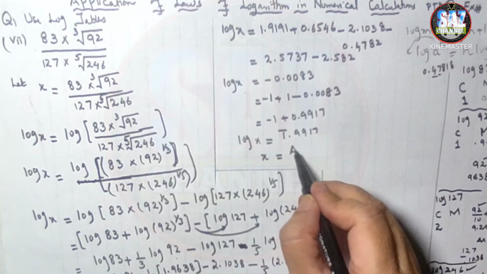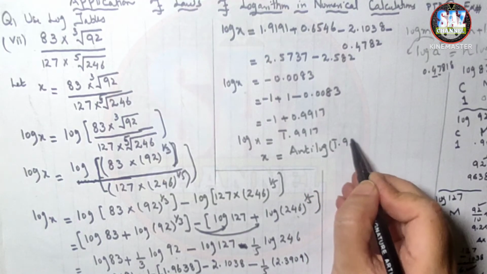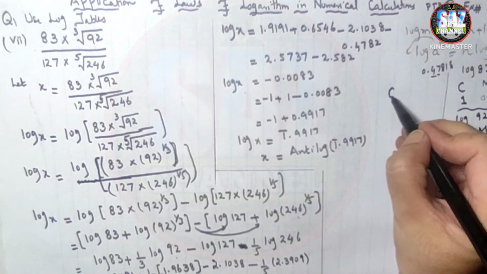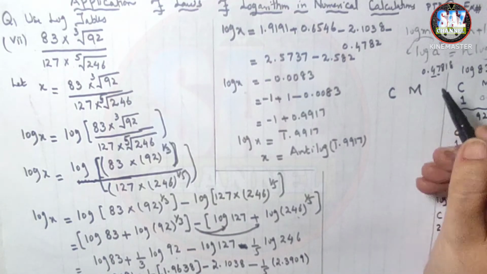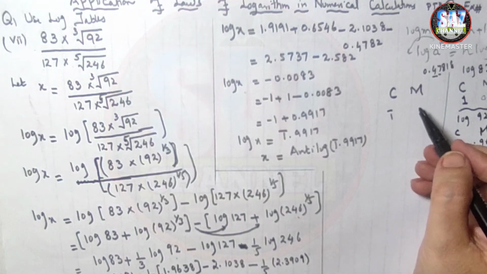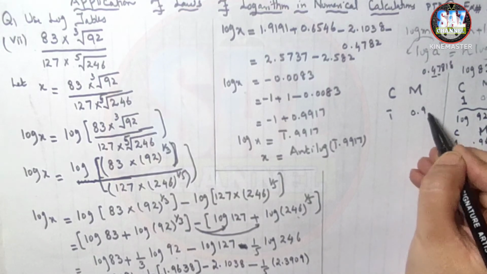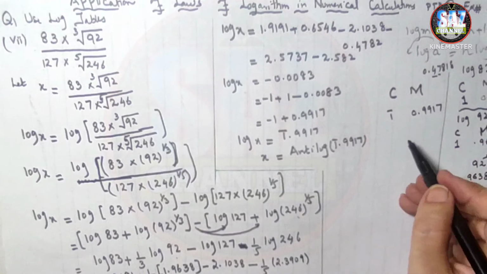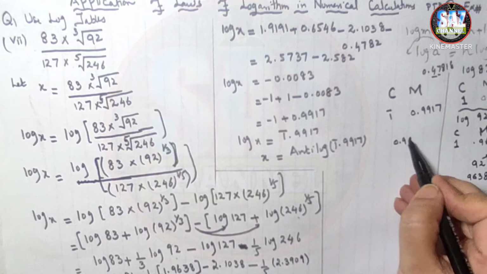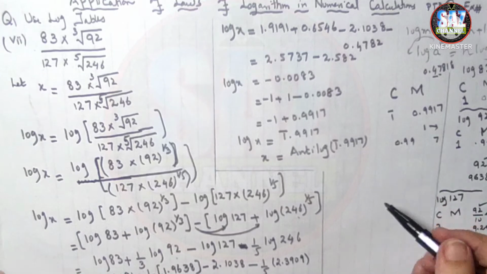the antilog of this number, antilog of 1 bar 0.9917. As this is a log, and the log of any number consists of two parts, characteristic and mantissa. The characteristic is -1. I will be discussing the role of the characteristic later, and the mantissa part is 0.9917. Now, students, we have to locate 0.99 in the column of 1 and then in the mean difference column 7, in the antilog table.